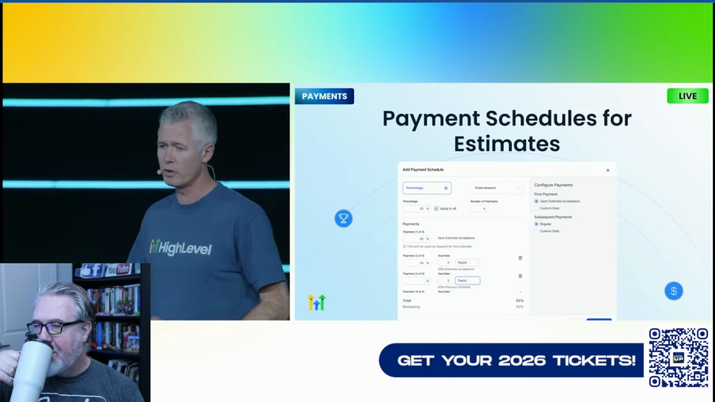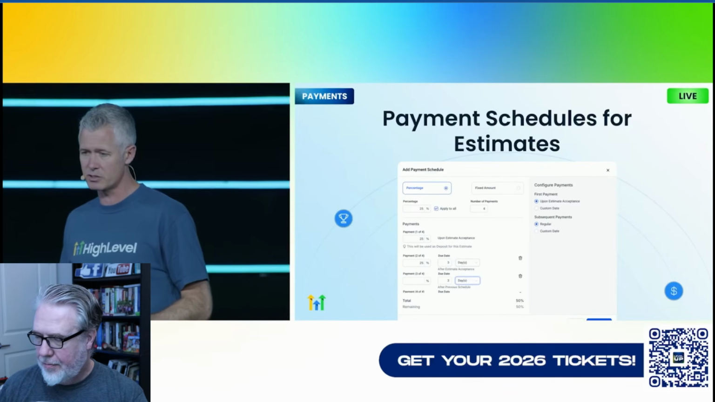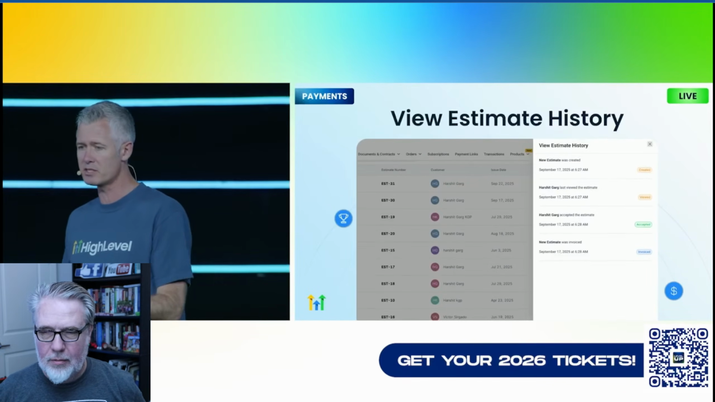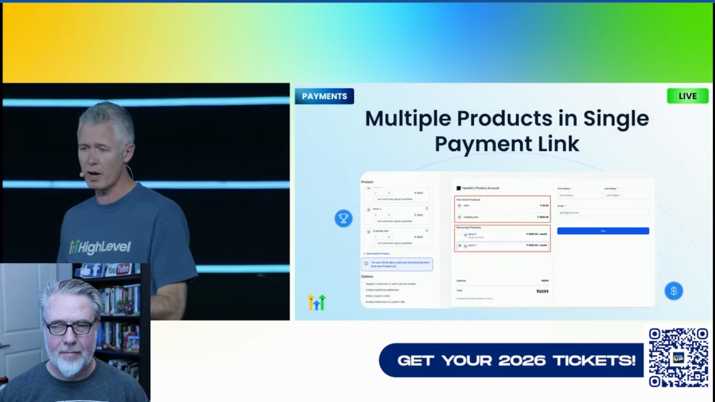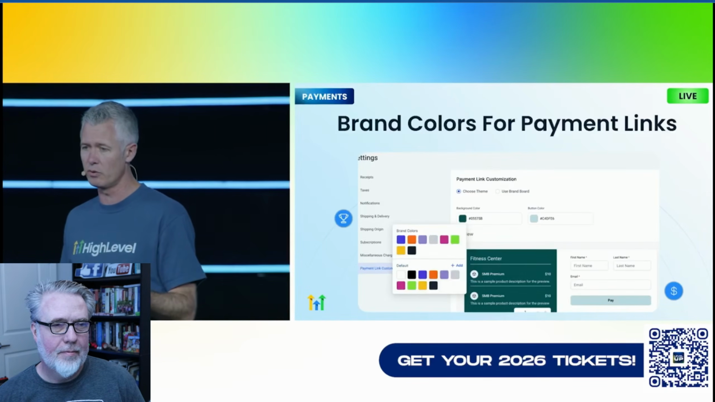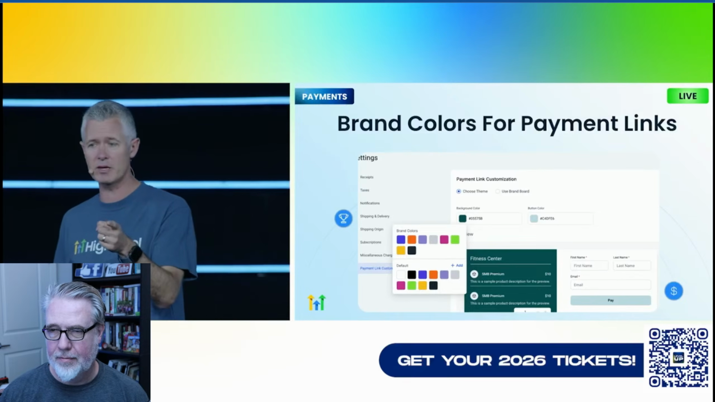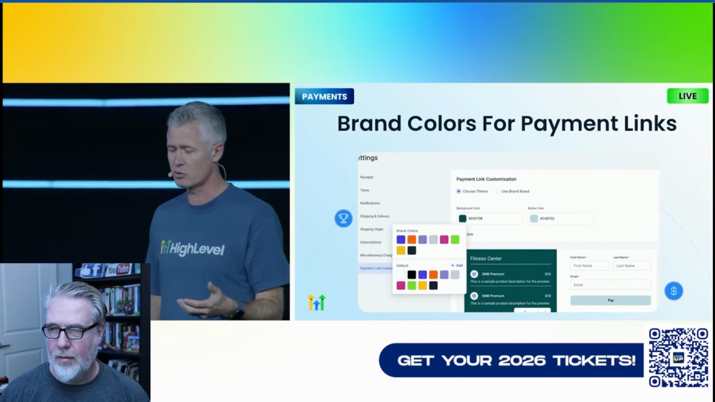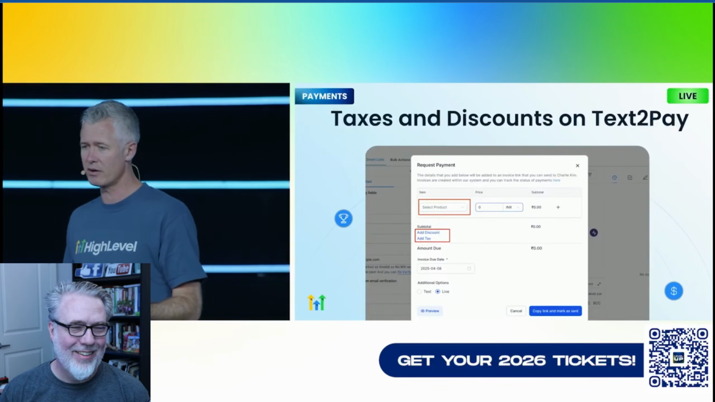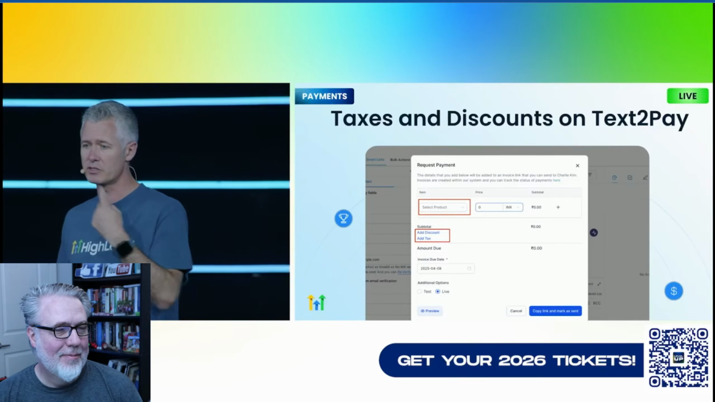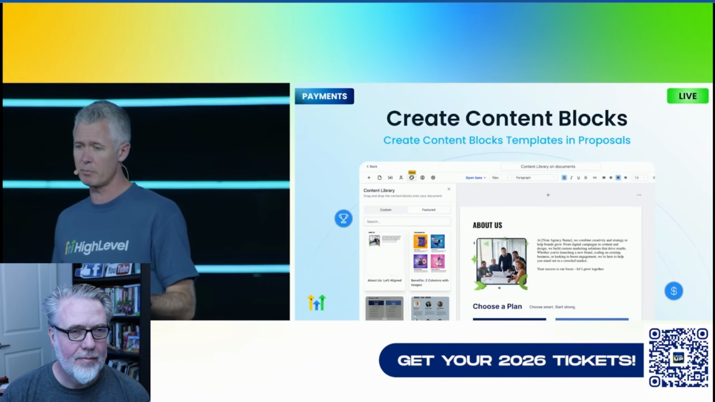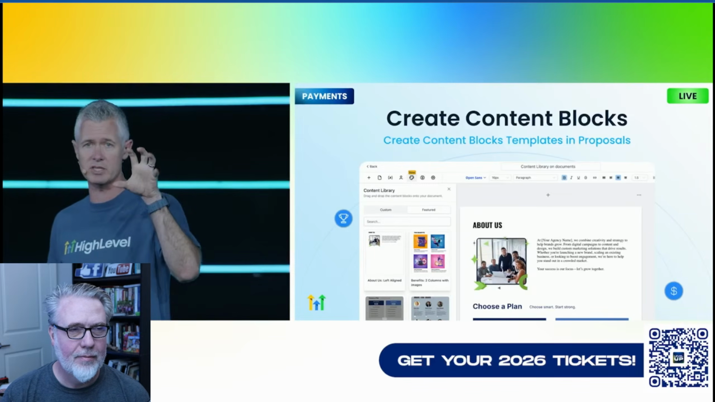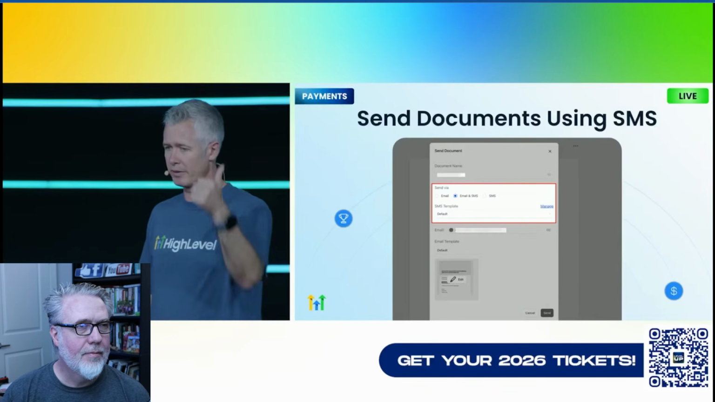Recurring invoices from workflows, payment schedules for estimates is also live. View estimate history, so you can see all the cool stuff people are doing with the estimates. Multiple products in a single payment link is also cool. Brand colors for payment links, you make your payment links look better. That's cool. Taxes and discounts on text to pay. So if you're doing text to pay links, you can add taxes and discounts. You also can do content blocks here for your proposals. So these are saved content blocks to make your proposals, there you go.